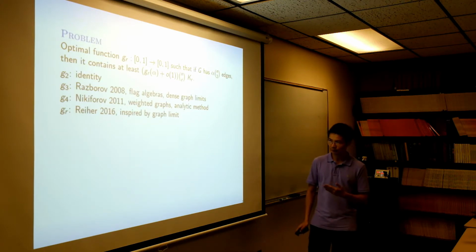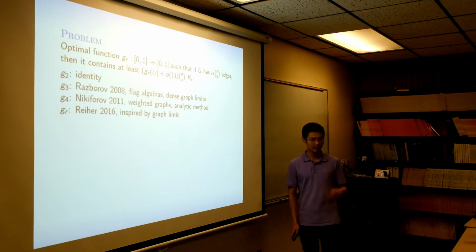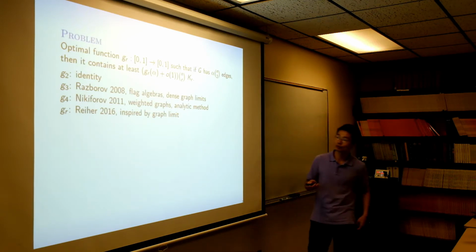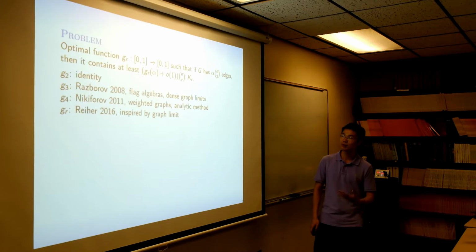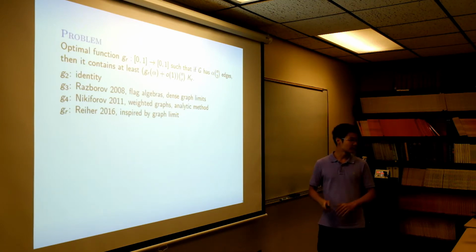And for alpha equal to 4, it means you want to study the K4 density. It was proved by Nikiforov using weighted graphs and some analytic methods. And for general cliques, it was proved by Reiher in 2016, inspired by graph limits and also using a weighted graph method.